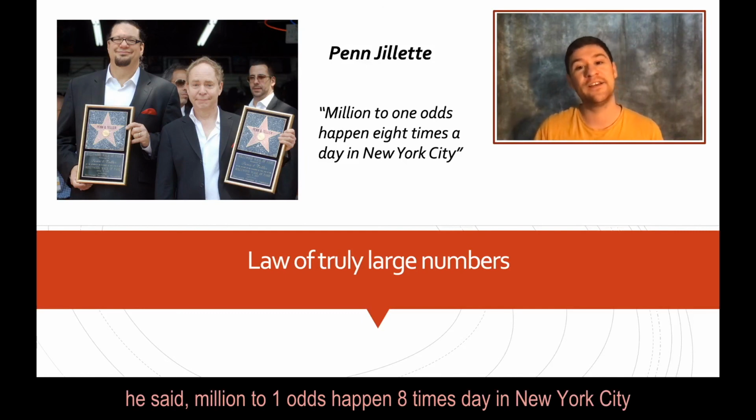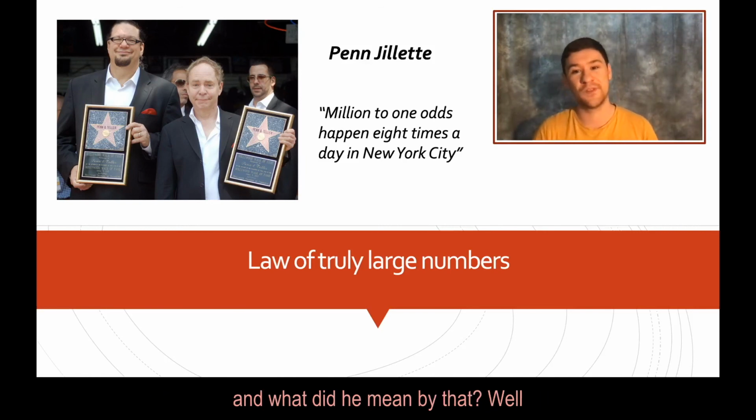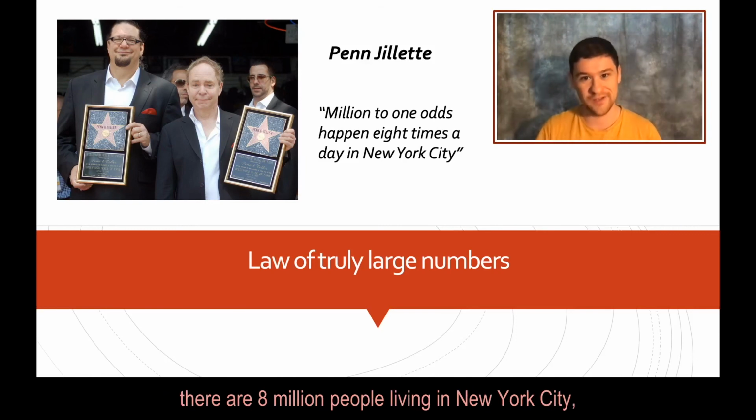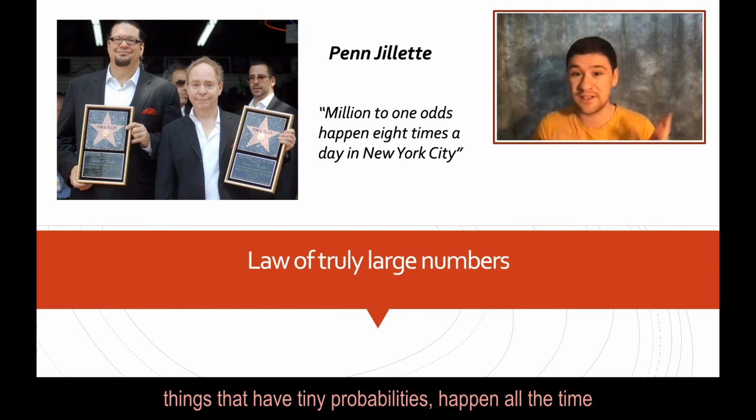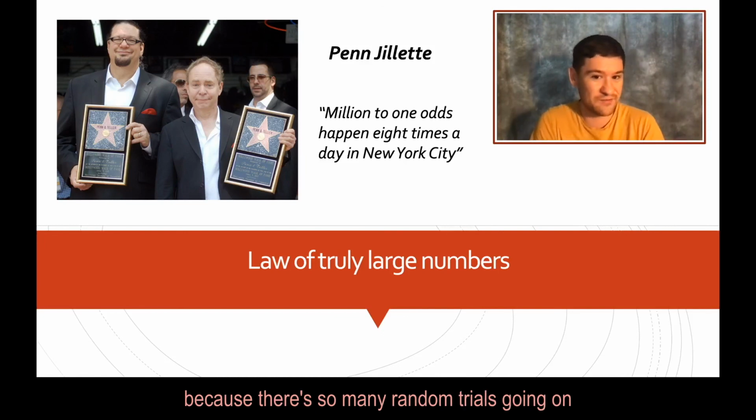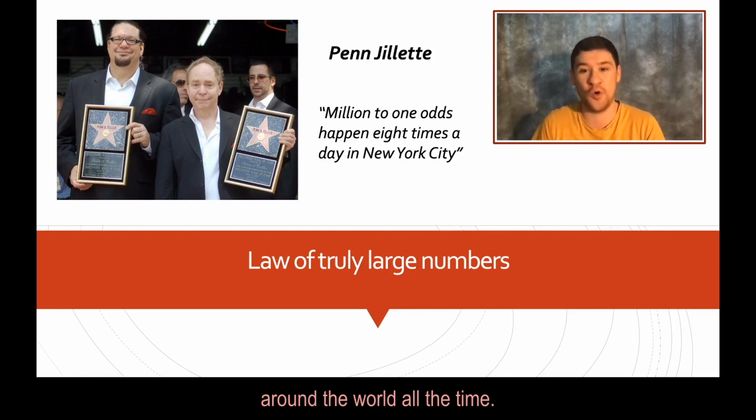He said, 1,000,000 to 1 odds happen 8 times a day in New York City. What do you mean by that? Well, there are 8 million people living in New York City. So these extreme things, these absolutely crazy bonkers things that have tiny probabilities happen all the time because there are so many random trials going on around the world all the time.